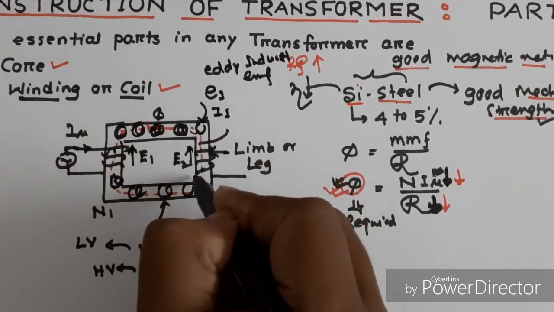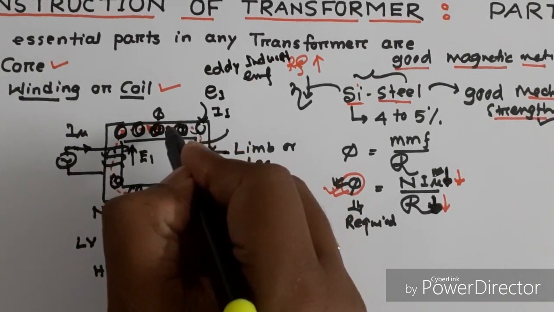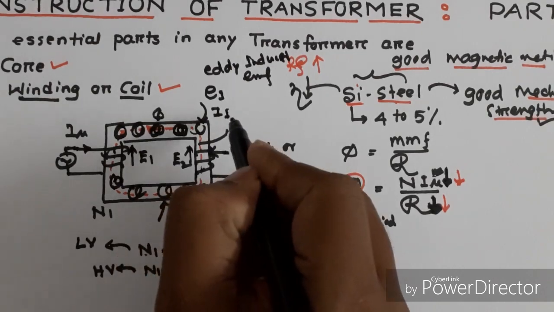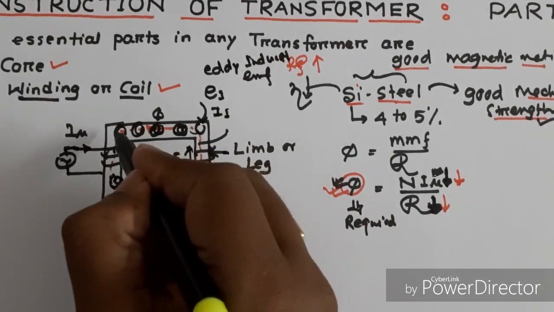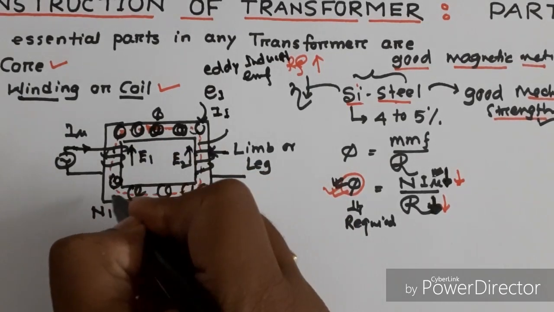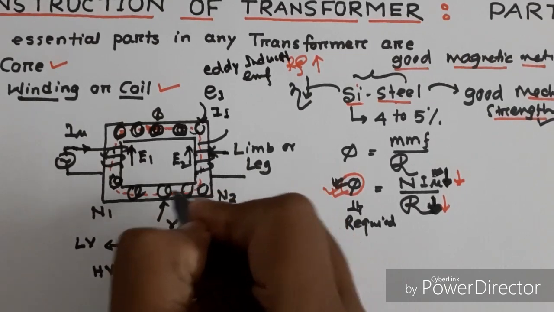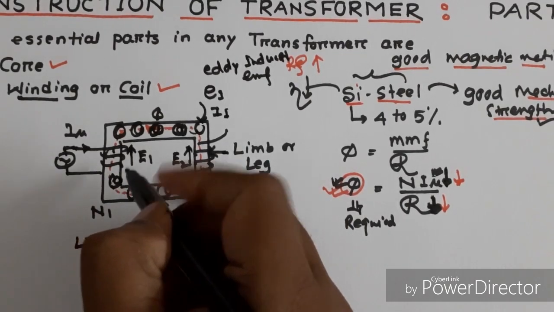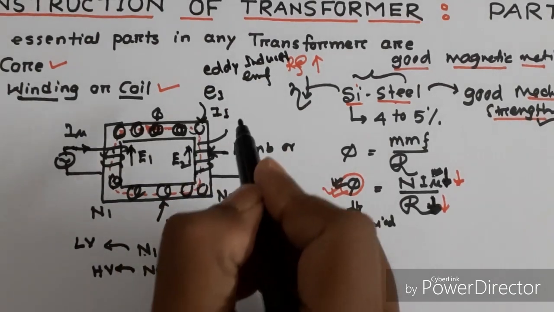Due to this eddy current, a power loss will happen in the transformer core, and this is called eddy current loss. Due to eddy current loss, the transformer core is unnecessarily heated up, which is not desirable. So we need this eddy current loss to be as minimum as possible.